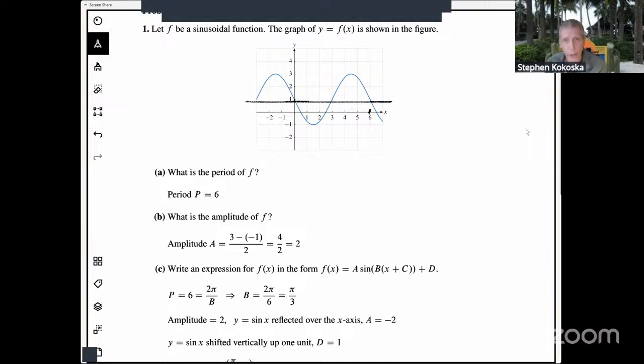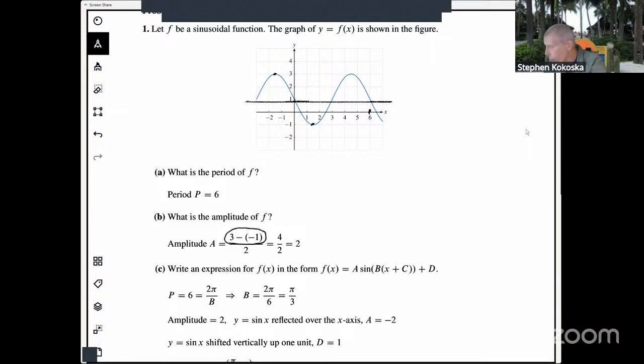What's the amplitude? A way to do this is to find the peak and the valley, the highest y value and the lowest y value. Find the total distance between them, and the amplitude is half that. I found the peak up here at 3 and the valley down here at -1. The distance between those two values is 4, and I divide by 2 to get the amplitude.